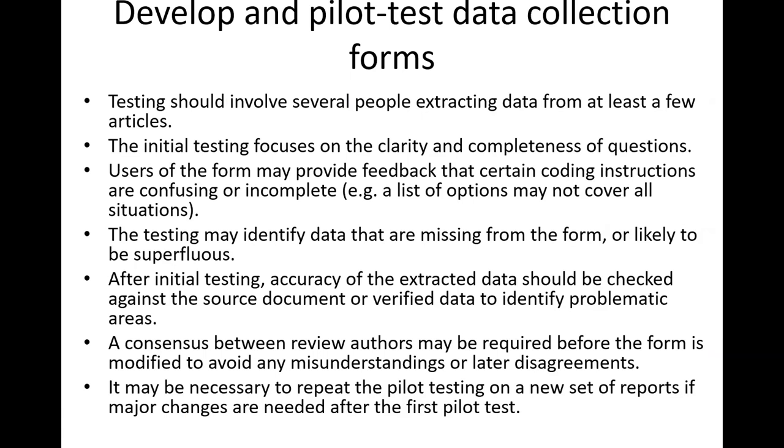Testing should involve several people extracting data from at least a few articles. The initial testing focuses on the clarity and completeness of questions. Users of the form may provide feedback that certain coding instructions are confusing or incomplete. The testing may identify data that are missing from the form or likely to be superfluous. After initial testing, the accuracy of the extracted data should be checked against the source document or verified data to identify problematic areas. So we have to test actually.